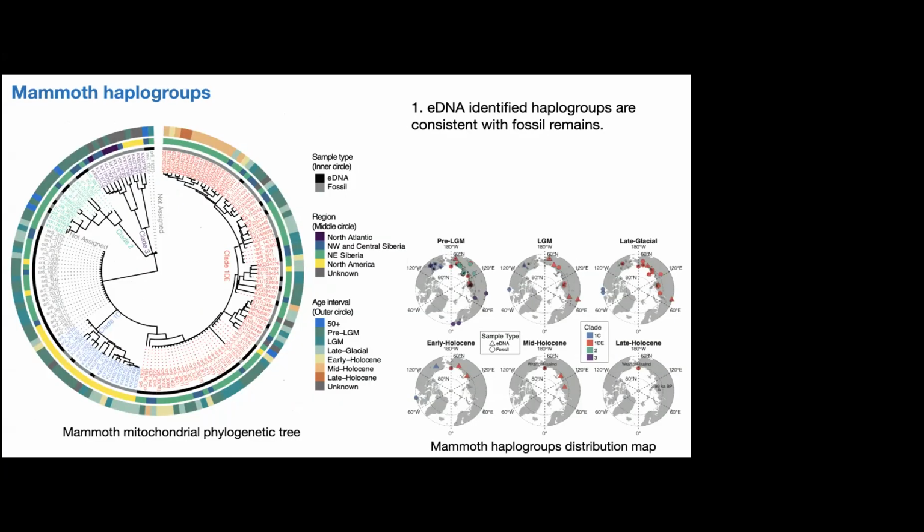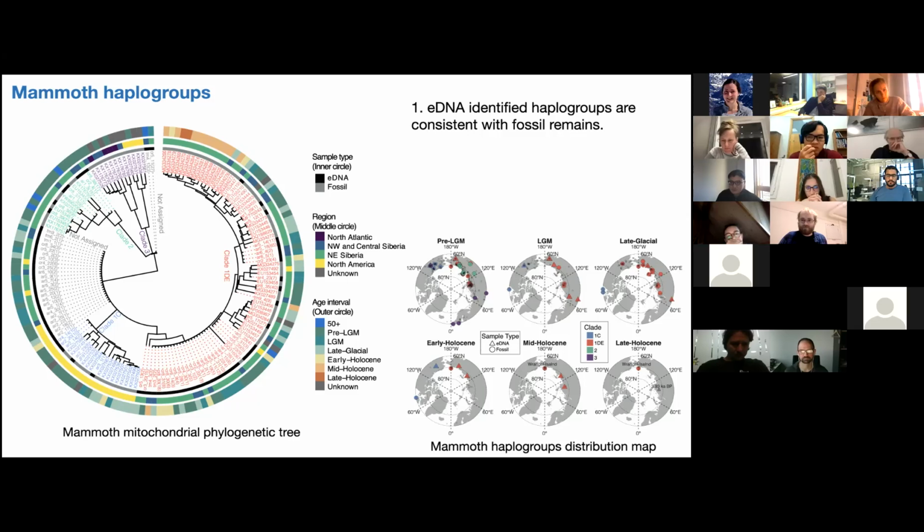And we also developed a method to use eDNA metagenomics to directly place the identified species onto a phylogenetic tree, to haplogroup the identified taxa. And here is an example for the mammoths. First, the eDNA-identified haplogroups are very consistent with the fossil remains. If we look at this clade distribution map, we found that before the LGM, there were all these four different mitochondrial clades well distributed across the Arctic.